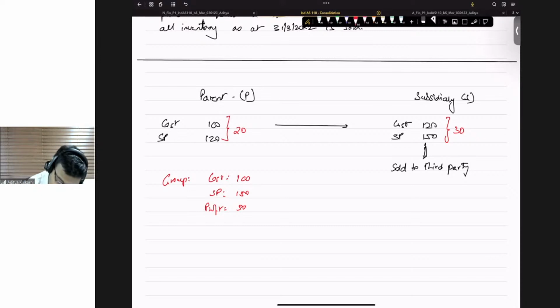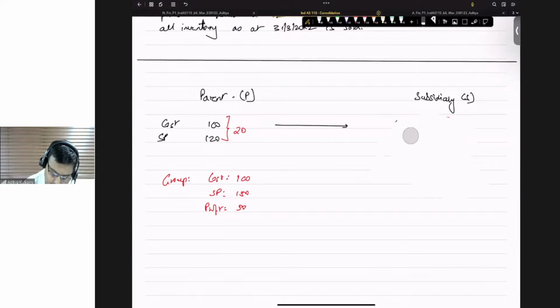The problem arises if this 120 rupees remains in stock, unsold. Now there is a problem that arises. What is the problem? Well, I am not complying with Ind AS 2. What does Ind AS 2 tell us? You have to state at cost or NRV, whichever is less. Your market price is higher, so obviously we assume that NRV will be higher. Therefore cost is 100.